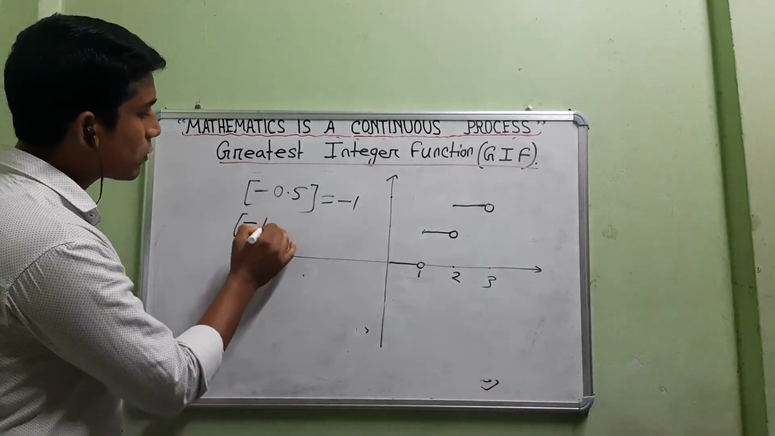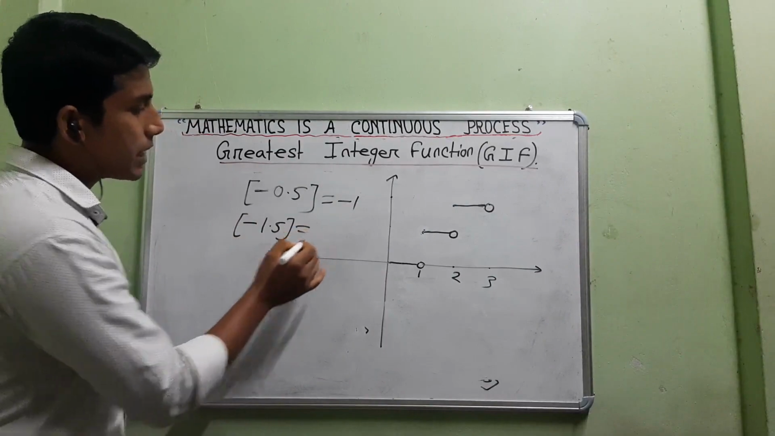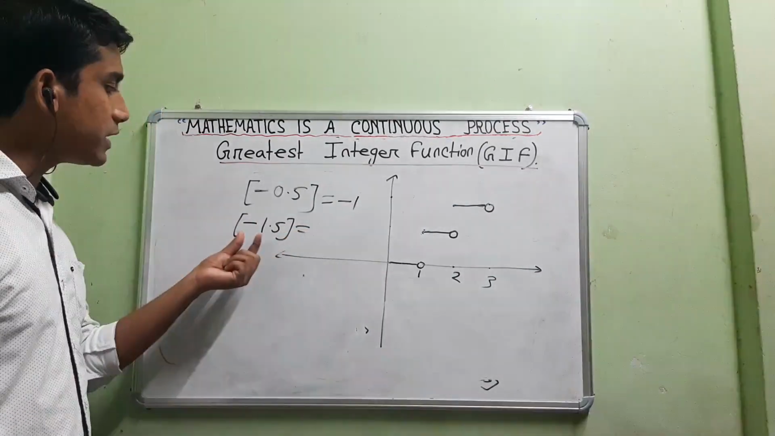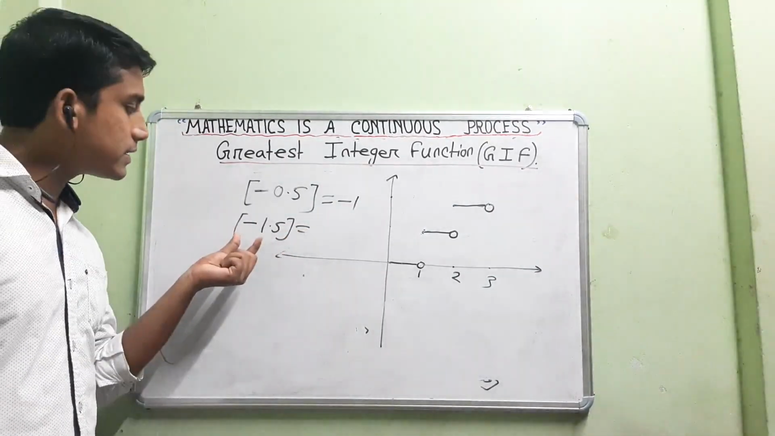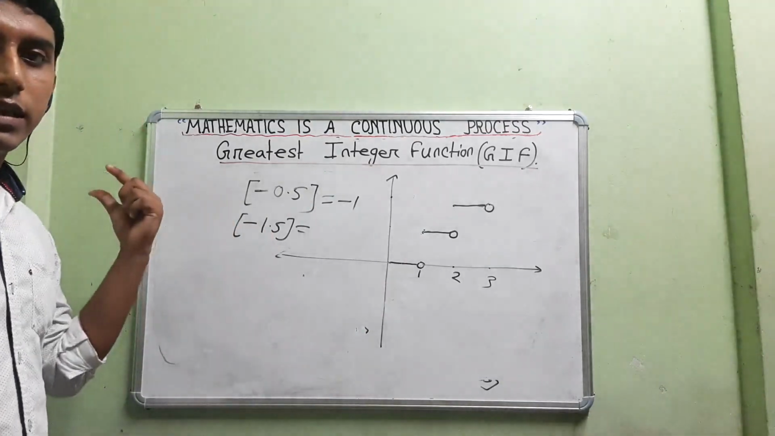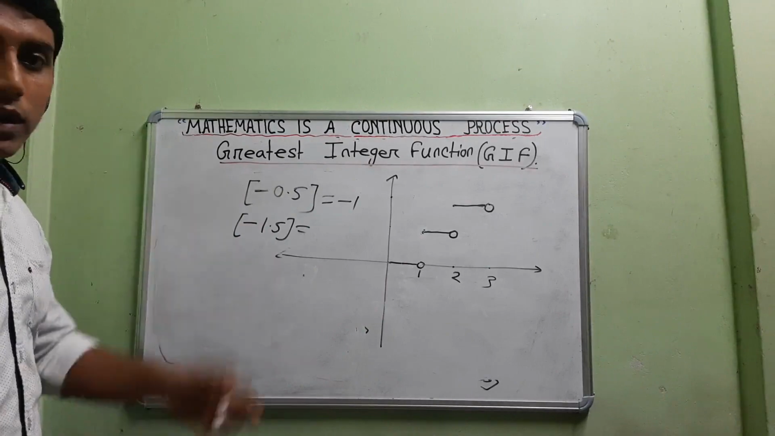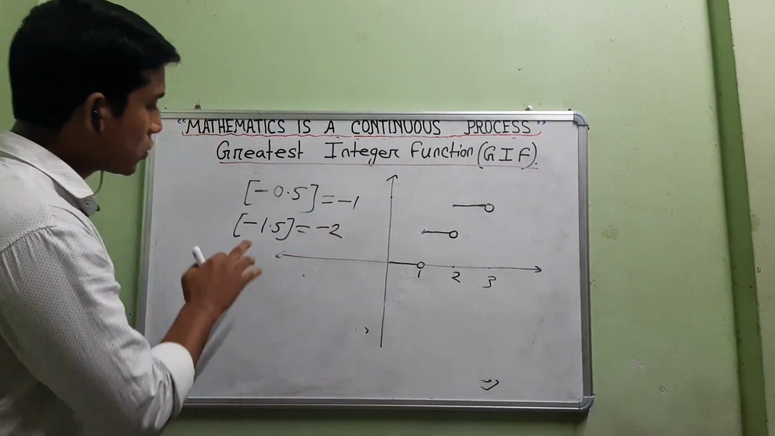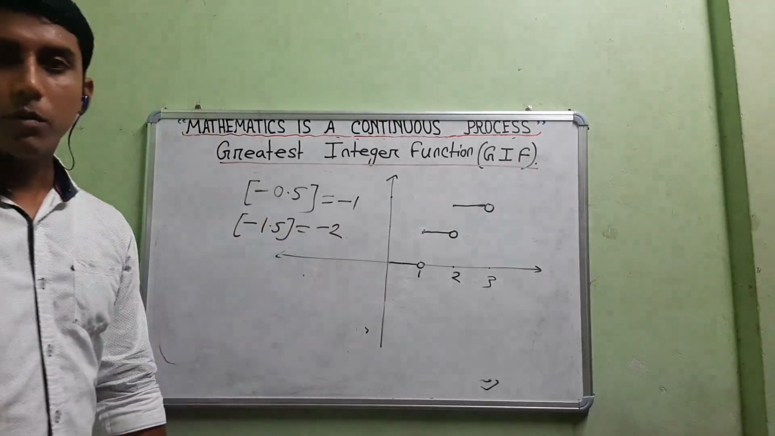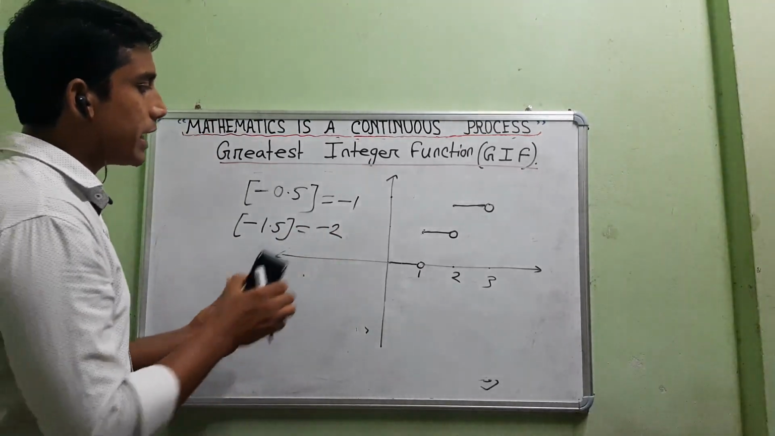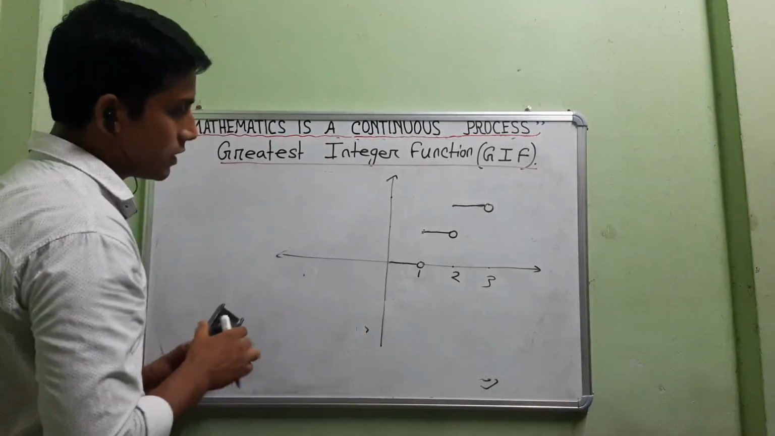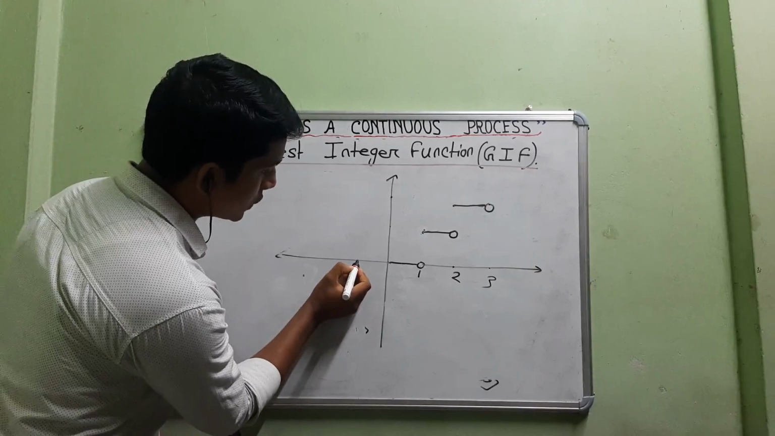Similarly, suppose minus 1.5. Greatest integer less than this. So less than minus 1.5, what integers are there? Minus 2, minus 3, minus 4, in this way. Out of all those, which one is greatest? Minus 2. So box of minus 1.5 will give you minus 2. In this way we will put the negative values. So you see, suppose this much.